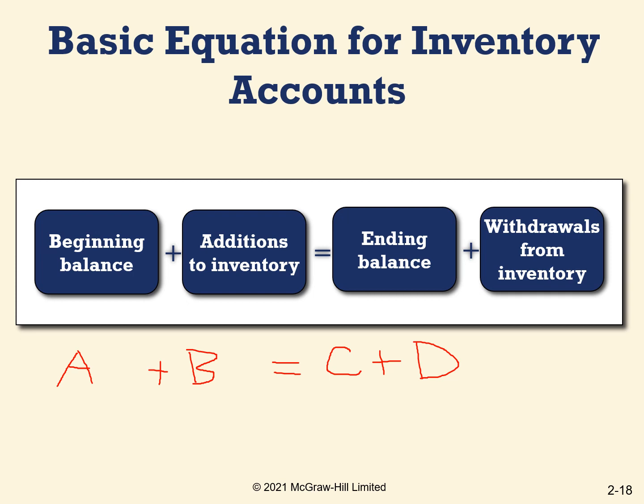So if we're looking for D, our withdrawals from inventory, we know that it's going to be equal to A plus B, and then we move C over to the other side of the equation, so minus C. To find our withdrawals from inventory, D, we need our beginning balance, A, plus our additions to inventory, B, minus our ending balance, C. So we can rearrange this formula in any way to figure out one of the four, given we have the other three. Now we're going to put this to the test in the next few slides.